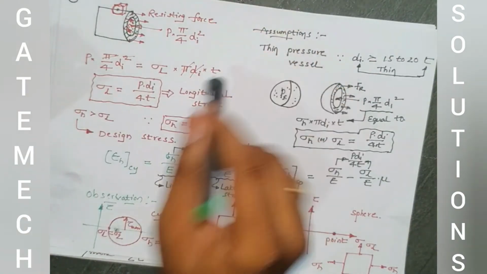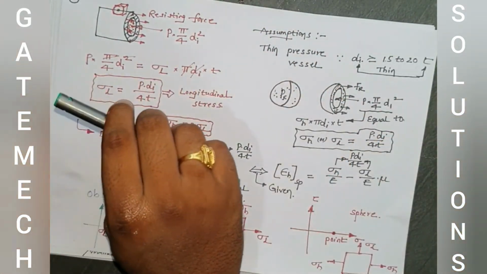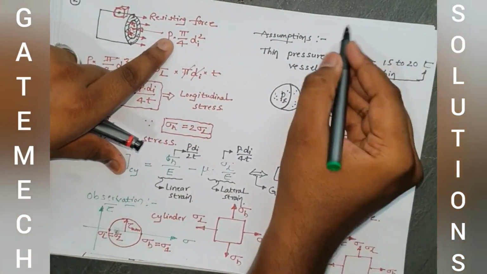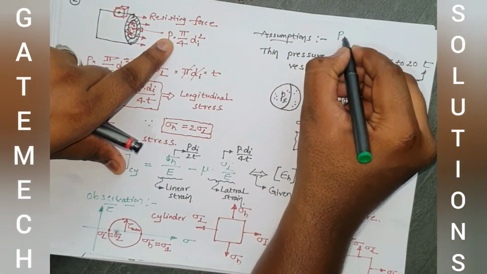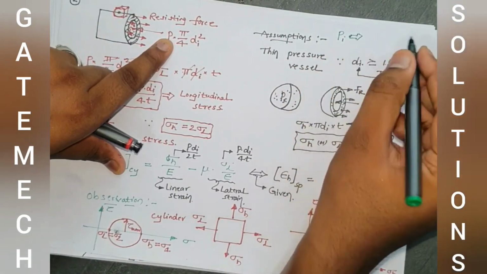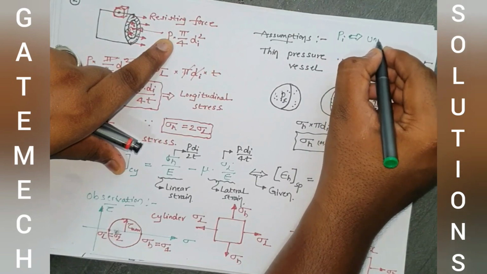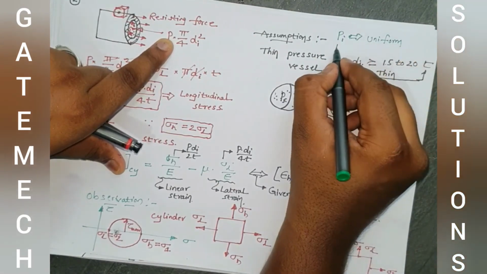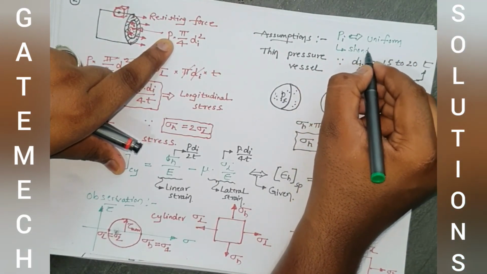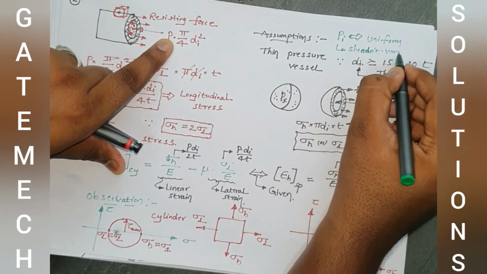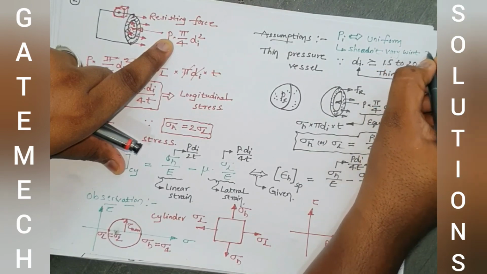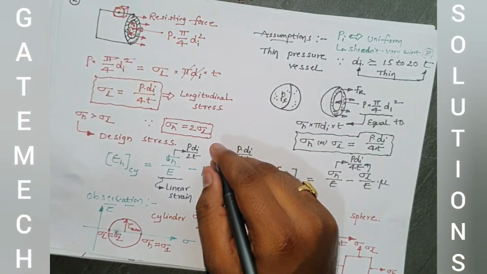This is one of the assumptions that we consider for a thin pressure vessel. In the case of a thick pressure vessel, a separate analysis will be there. Like this, one more assumption we need to consider: the pressure inside the cylinder or pressure vessel should be uniform. It should not vary with respect to Z, that means along the depth, it should not vary. In fluid mechanics, it will vary.